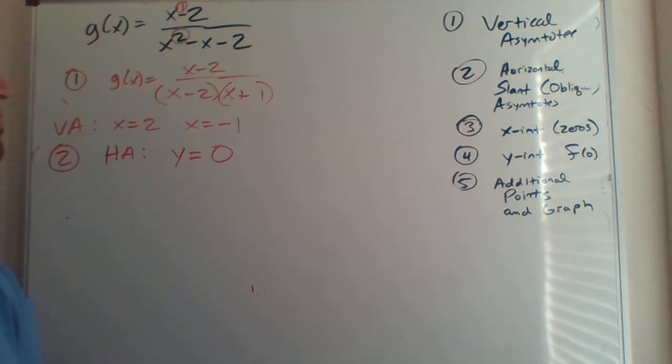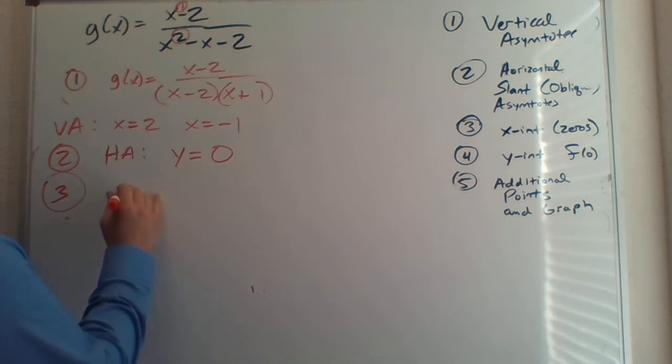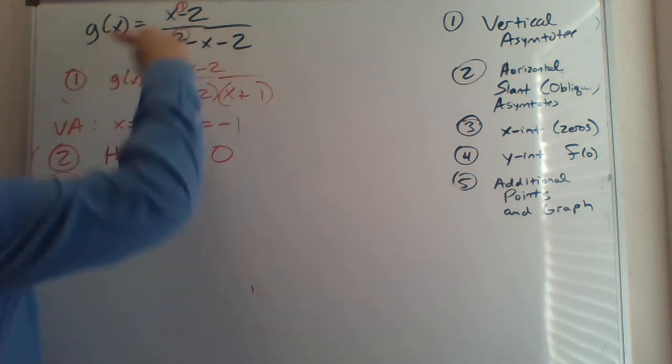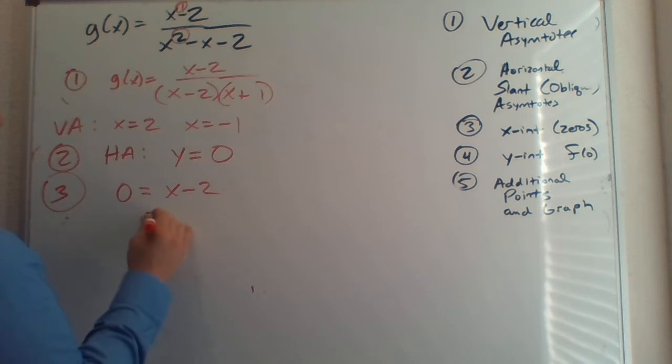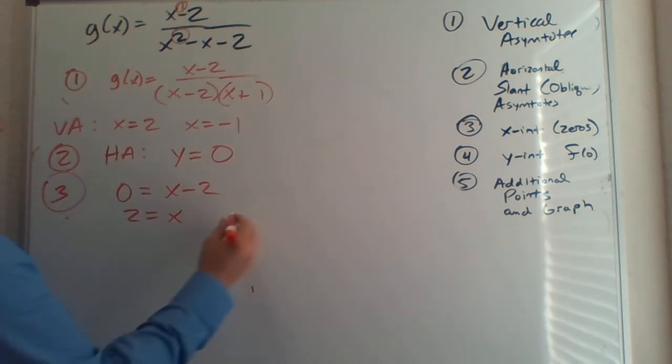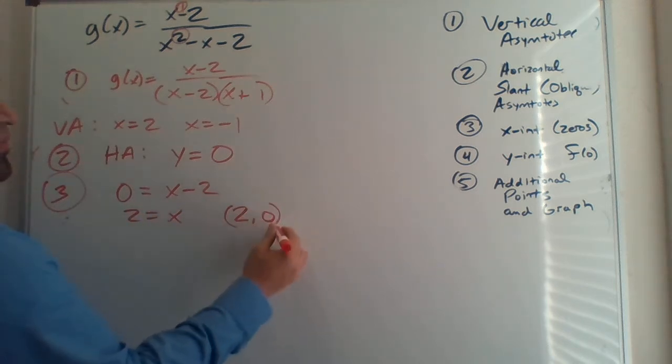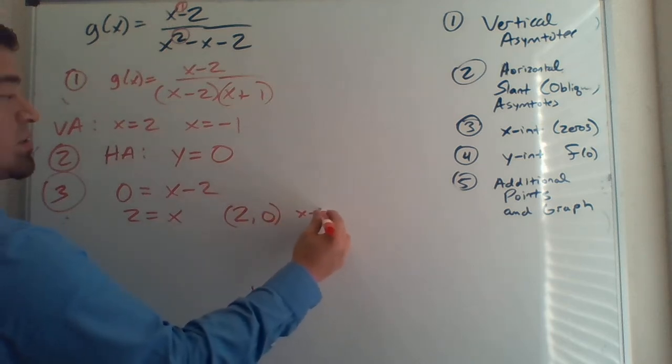Okay. Moving on to step 3, we're going to set the function equal to 0 for the x-intercepts. So really, I'm only concerned with the numerator. So solve that. We'll quickly get x equals 2. So we have the x-intercept 2, 0. Okay, so this would be our x-intercept.